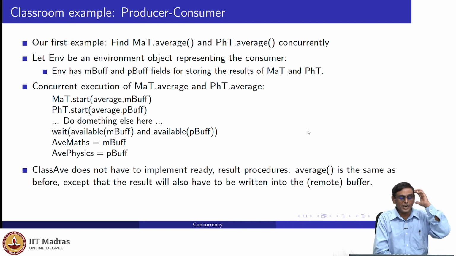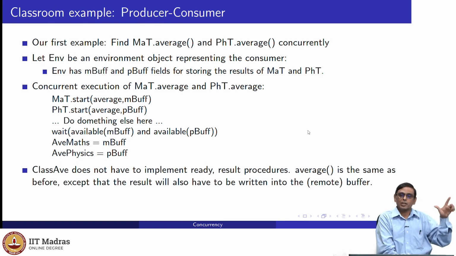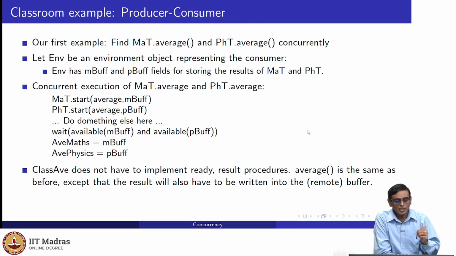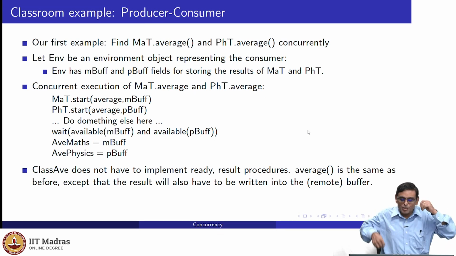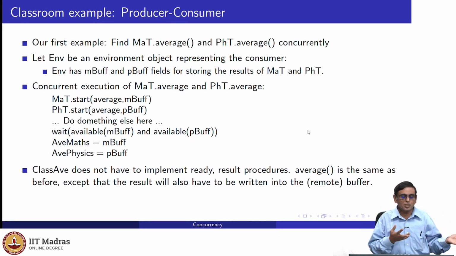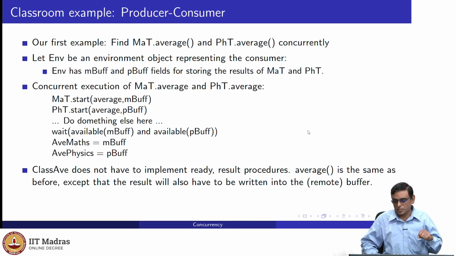So we see basically that the onus now is on environment. The onus is not so much on class average, right? Class average does not have to implement these ready and result procedures, because we are not checking for ready. There is no need for ready to implement it. There is no result procedure because it's just reading mbuff, right? So no result is required.